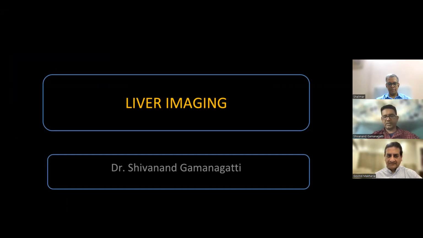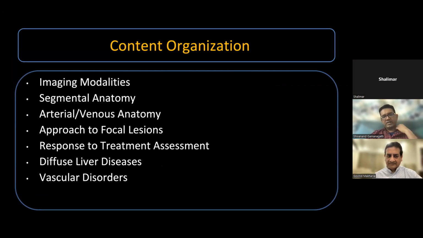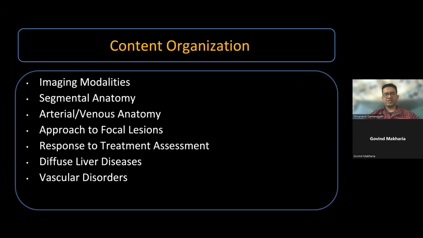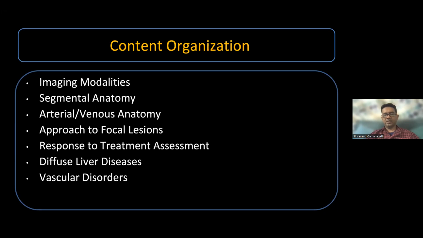So the topic is very, very vast, and I will try to cover as much as possible without making any confusion. So this is my content. We'll start with modalities and briefly cover the segmental anatomy and the anatomy of the artery and the venous system. And then we will see how to approach a focal lesion and response to treatment assessment, especially in case of HCC. If time permits, I will cover diffuse liver disease or vascular disorders.